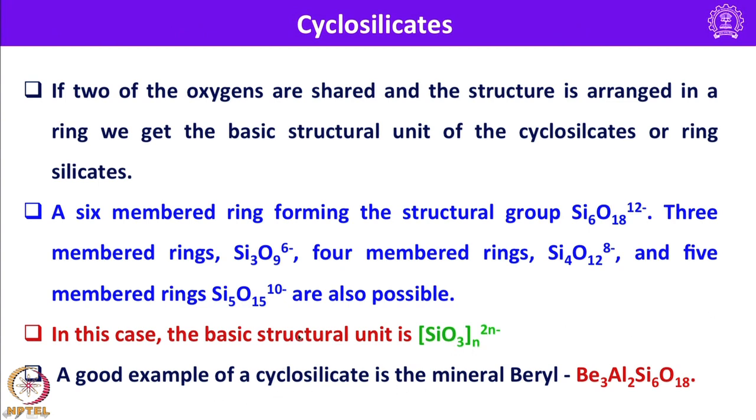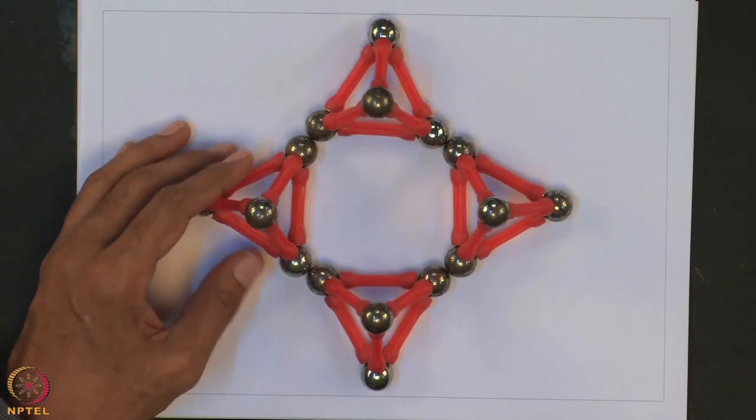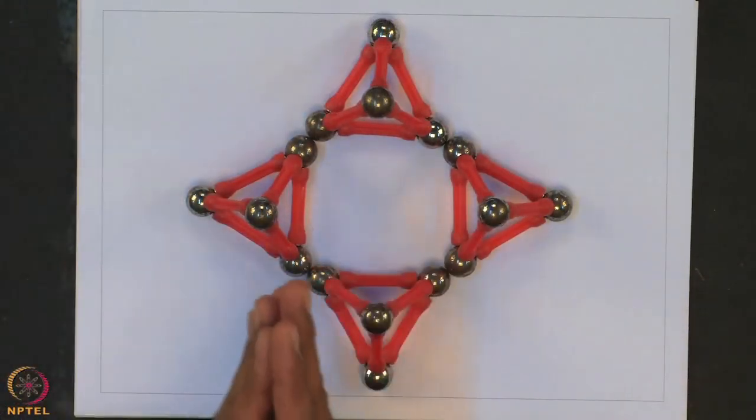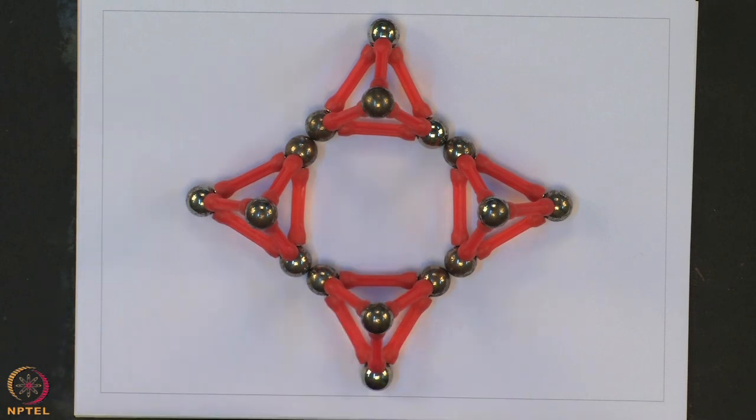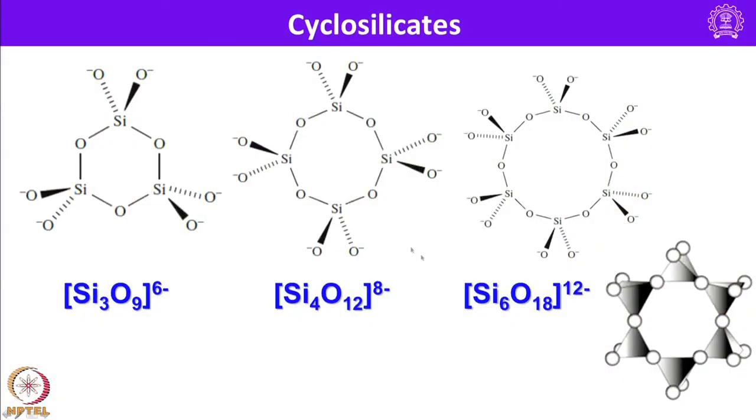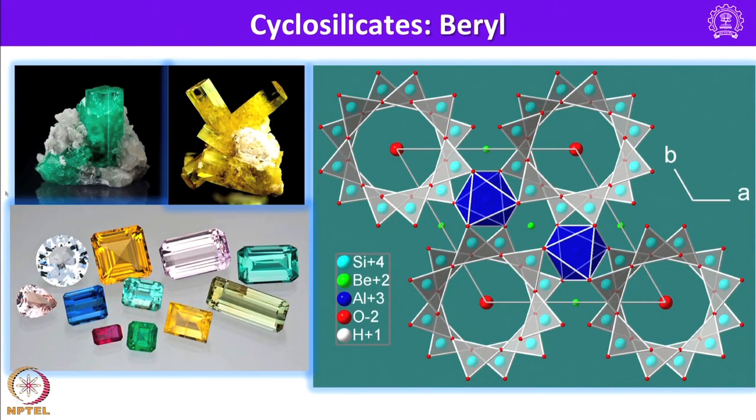A very good example for this cyclosilicate is the mineral beryl, Be3Al2Si6O18. Beryl is also a source of beryllium. That also I showed you, how to extract beryllium from beryl while discussing the chemistry of group 2 elements. Okay, so, yes, this is the trimer, this is the tetramer, and this is the hexameric structure of cyclosilicates. And of course, here you can see the beryl, this is how it looks like, and when we change these cations, we can see different colors come into picture. These are all used in jewelry.